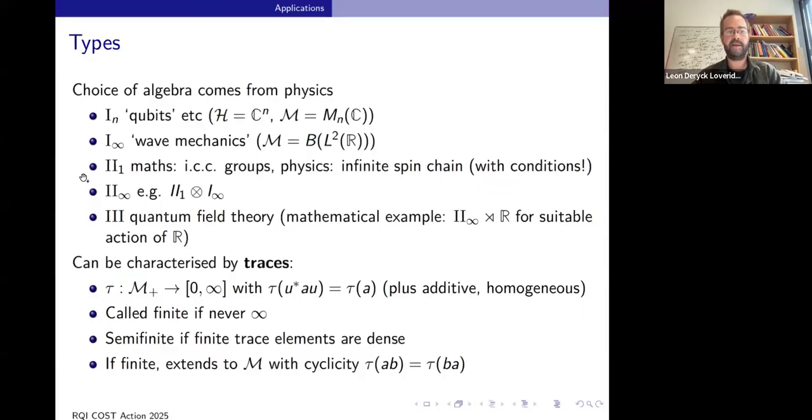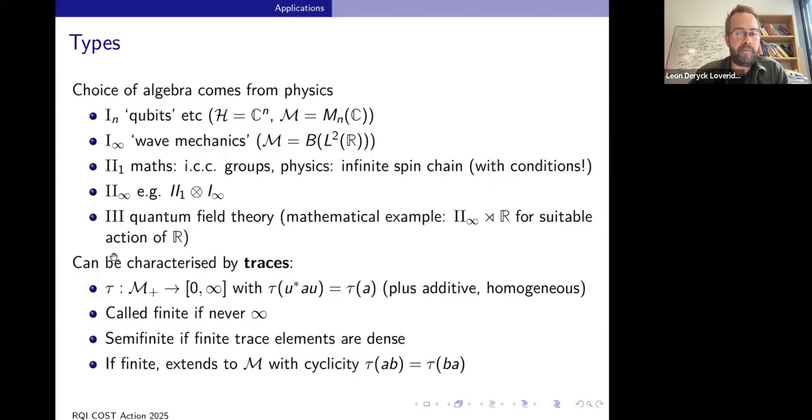These get increasingly complicated. So there's something called a type 2-1. Mathematically, these can be constructed as the group von Neumann algebra of some special groups with the so-called infinite conjugacy class property. They also apparently appear in the physics of infinite spin chains, in ways that I don't completely understand. Type 2 infinity also occurs, apparently, in statistical mechanical systems. Mathematically, if you just take the tensor product of a 2-1 and a 1 infinity, one gets a 2 infinity, and so on. And then there's a type 3. So this is quantum field theory.